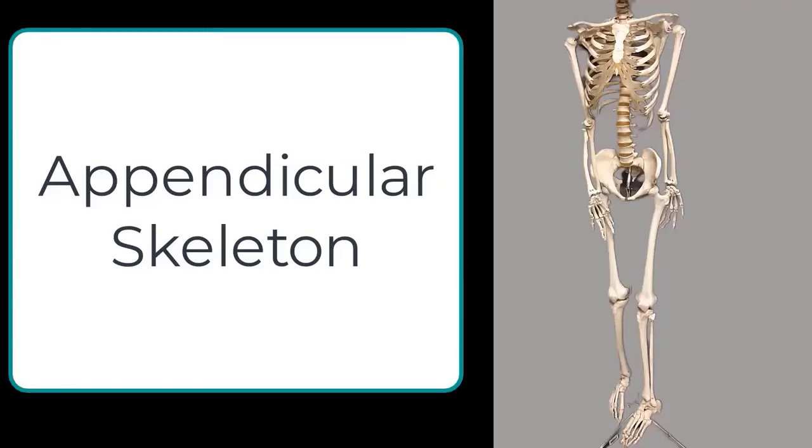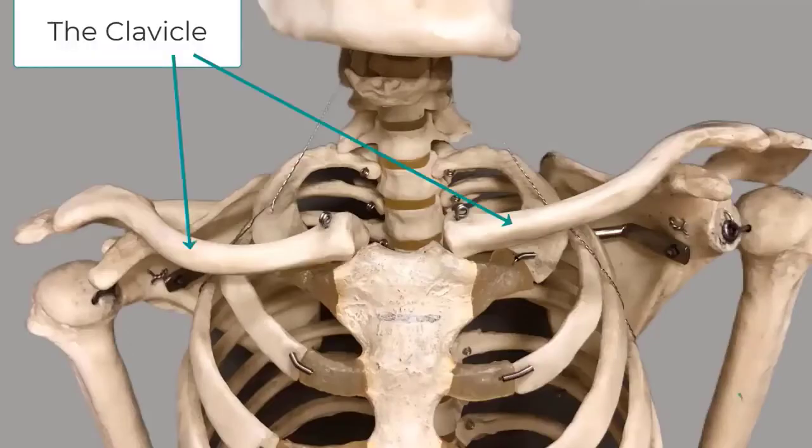This video will cover the appendicular skeleton, which includes all of the limbs and hands and feet, as well as the bones touching the limbs, which are the clavicle, the scapula, and the innominates of the pelvic girdle. The first bone that we're going to cover is the clavicle.